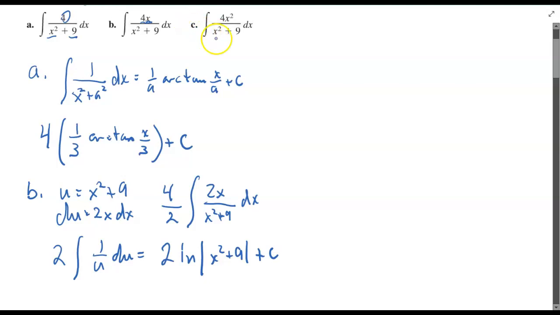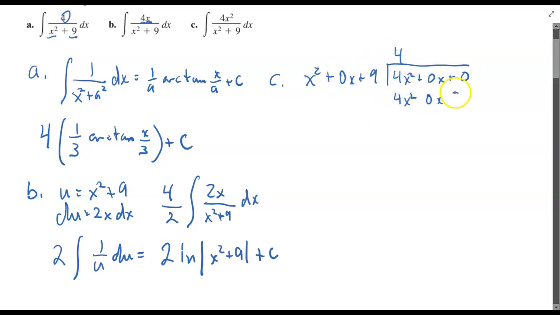Okay, and then finally, we've got C. What's going on here? Since the degree of the numerator is the same as the degree of the denominator, I'm going to do long division. So I have x squared plus 0x plus 9 into 4x squared plus 0x plus 0. Multiply the x squared by 4 to get 4x squared, and then I get 0x, and then 36. When I subtract, I get negative 36, which is my remainder.